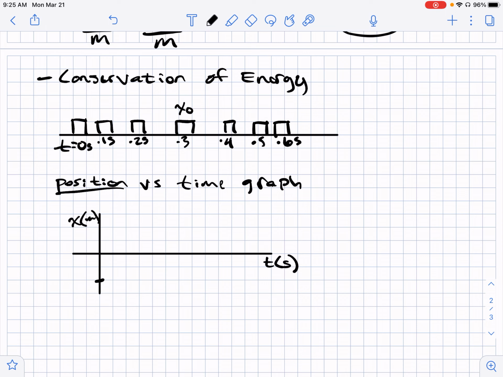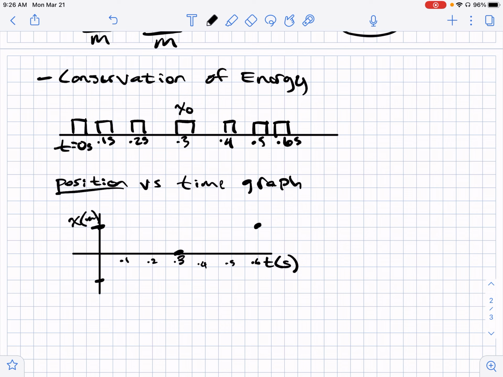And then at 0.3 seconds, we said we were at the equilibrium position. So let's say this is 0.1, here's 0.2, here's 0.3. So that means we'd be right here at x equals 0. And then at 0.6 seconds, we were back at our full stretch position to the right. So 0.4, 0.5, 0.6. So we would be about right here. And then we're going to continue to repeat itself.